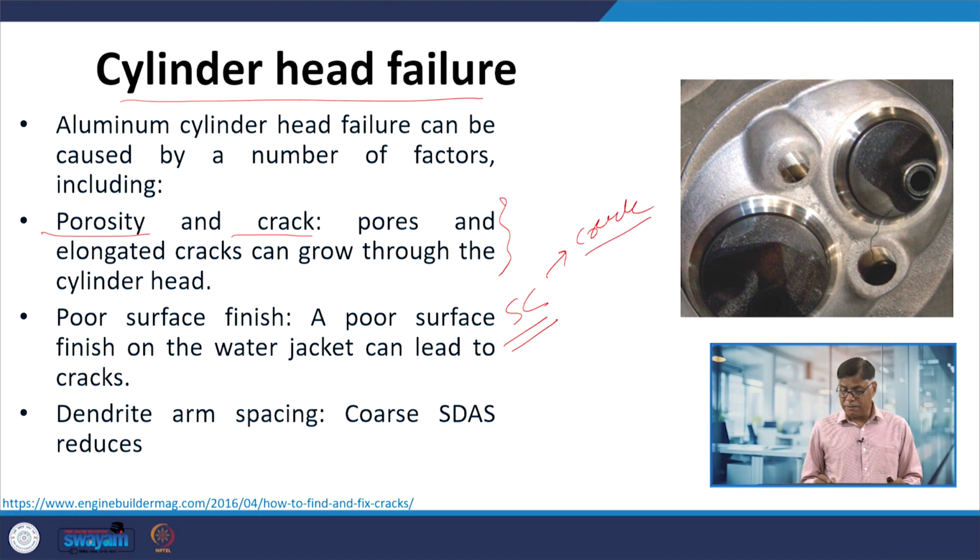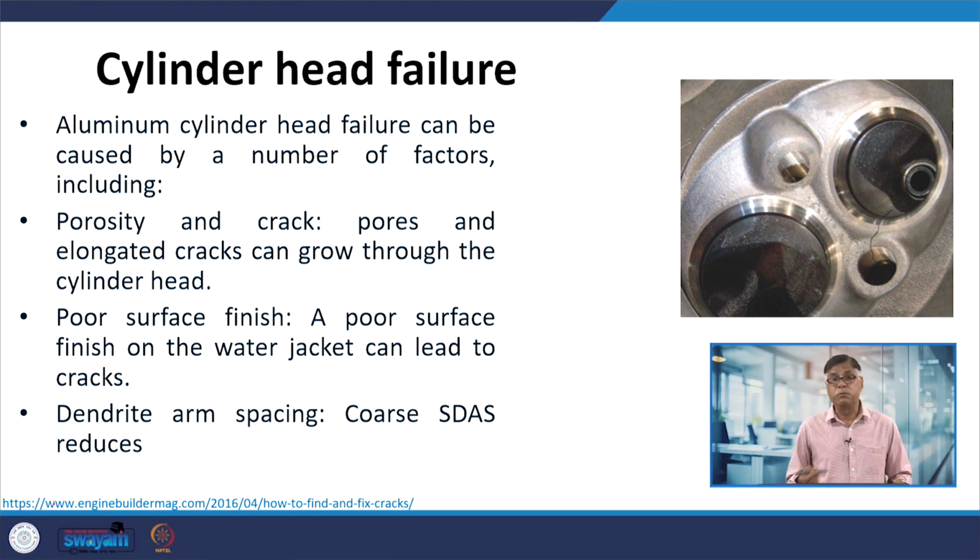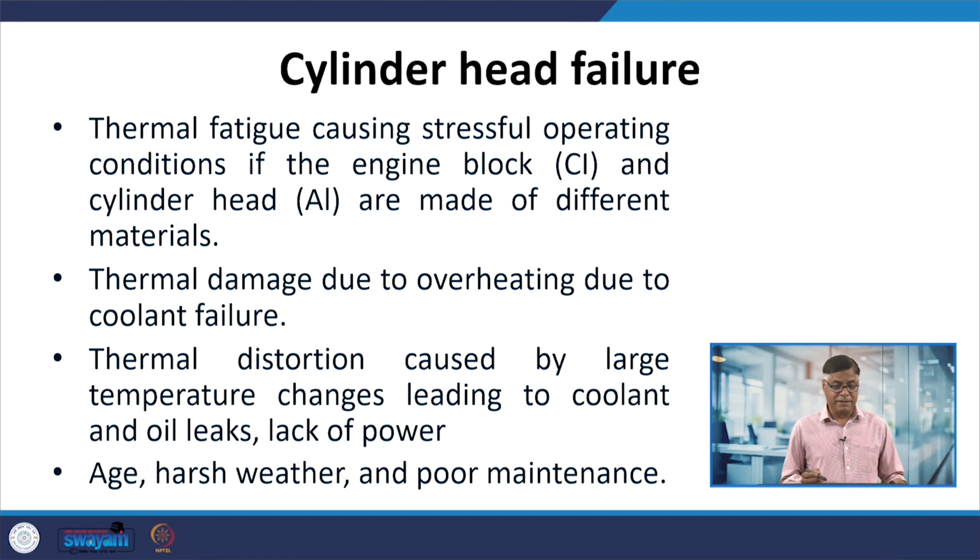The dendrite arm spacing indicates the cast quality; if it is not good, it leads to a coarse secondary dendrite arm structure, leading to poor strength of the alloys. So, defective casting and improper machining leading to very high roughness, poor surface finish, and coarse dendritic arm spacing, all these indicate poor quality of the casting or poor machining conditions.